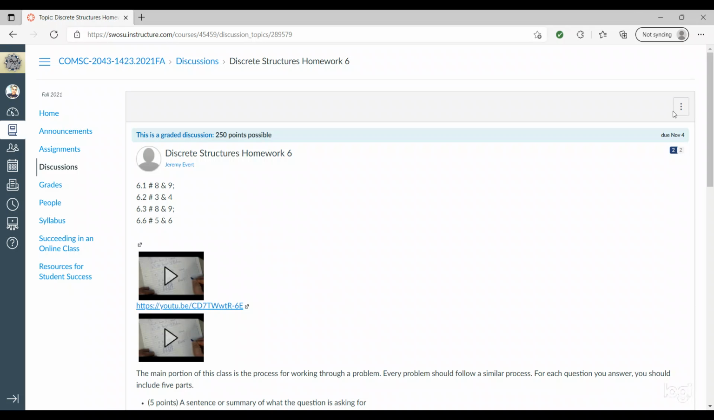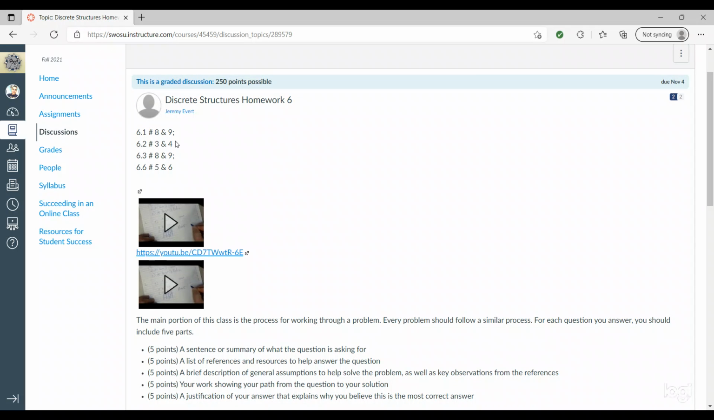Today we will be presenting Discrete Structures homework number 6. We were given 4 different sections in chapter 6, so we will do section 6.1, questions 8 and 9, section 6.2, 3 and 4, section 6.3, 8 and 9, and section 6.6, 5 and 6. So we'll hop right in. I'll go ahead and show us our questions and then I'll explain my answers.